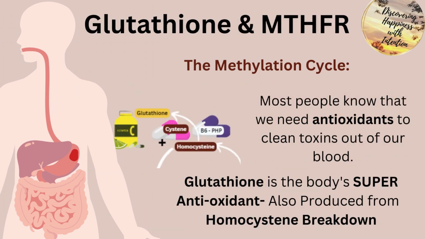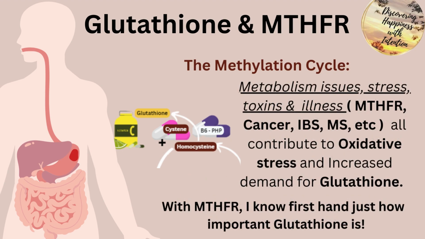Most people know that we need antioxidants to clean the toxins out of our blood, and glutathione is the body's super antioxidant. It is also produced from the breakdown of homocysteine. Metabolism issues, stress, toxins, and illness, including MTHFR, cancer, IBS, MS, a whole bunch of things, all contribute to oxidative stress and increased demand for glutathione.